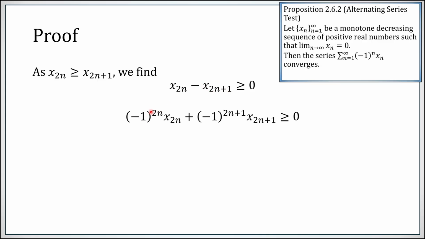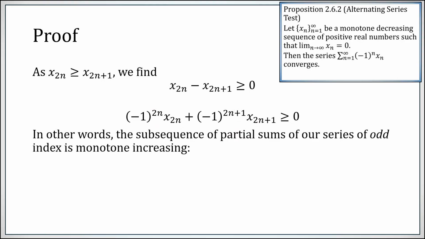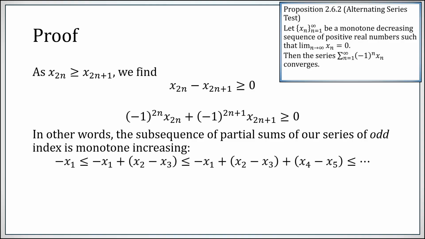Plus 1 is negative 1 to an even power. Negative 1 is negative 1 to an odd power. So when I add two consecutive terms of the series we wish to construct, an even index and an odd index, that net result is not negative. So the subsequence of partial sums of the series we will eventually construct, specifically the subsequence of odd index, is a monotone increasing subsequence.